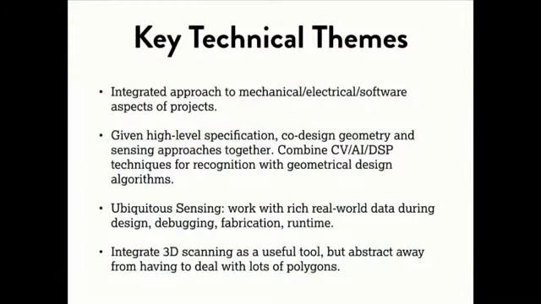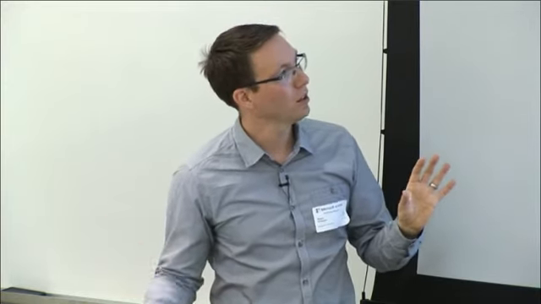Now, a couple of key technical themes here. The projects students work on in Jacobs Hall, in Makerspace's Fab Labs, integrate mechanical, electrical, software, questions of use, questions of aesthetics. So our design tools should take this integrated approach as well where possible. And given high-level specifications, co-design sensing and geometry, things that usually live in different worlds, and combine them together. Combine computer vision, AI, digital signal processing techniques for recognition with geometrical design. I showed you this with computer vision.